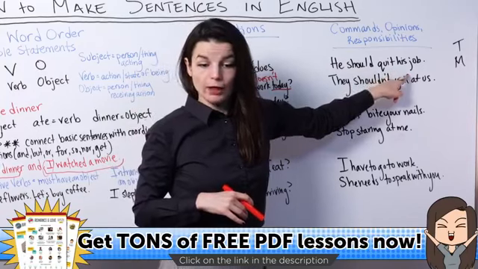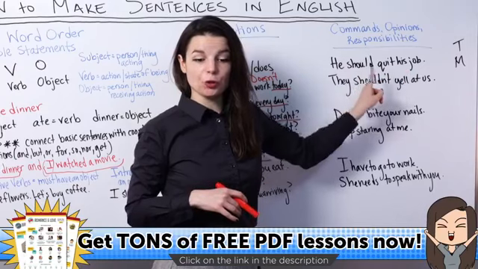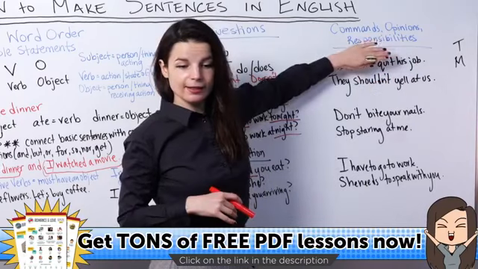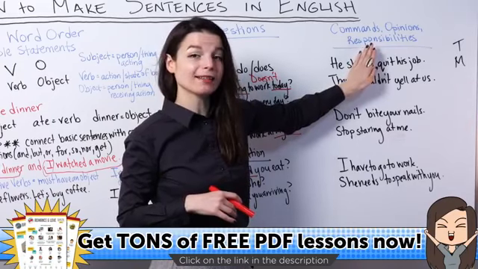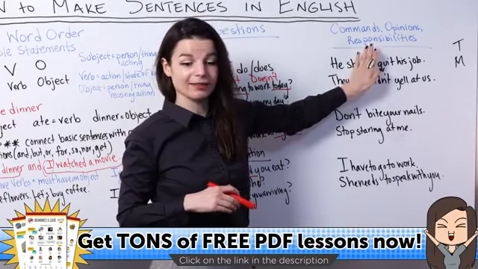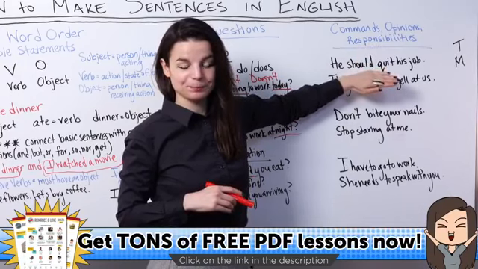Quit. And what should he stop? What's my object? His job. He should quit his job. This sentence, he quit his job, that's a simple past tense statement. So be careful. He should quit his job.